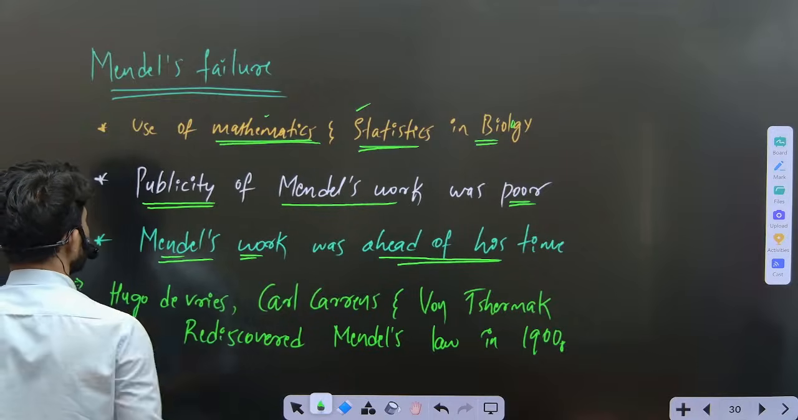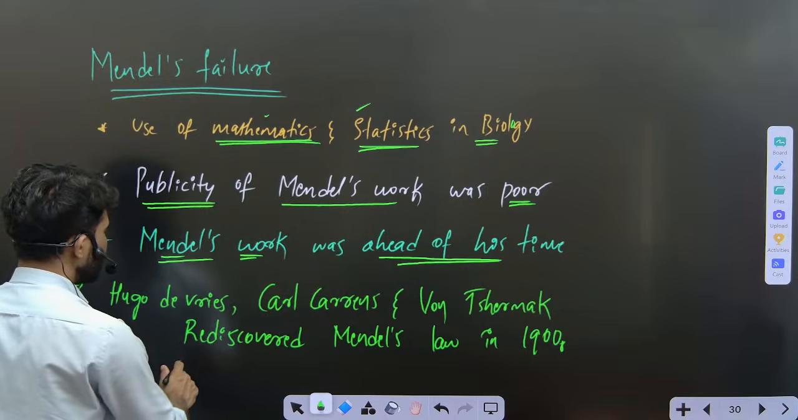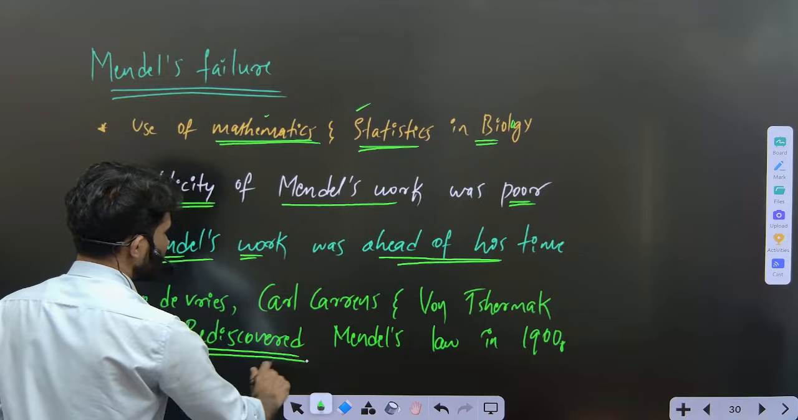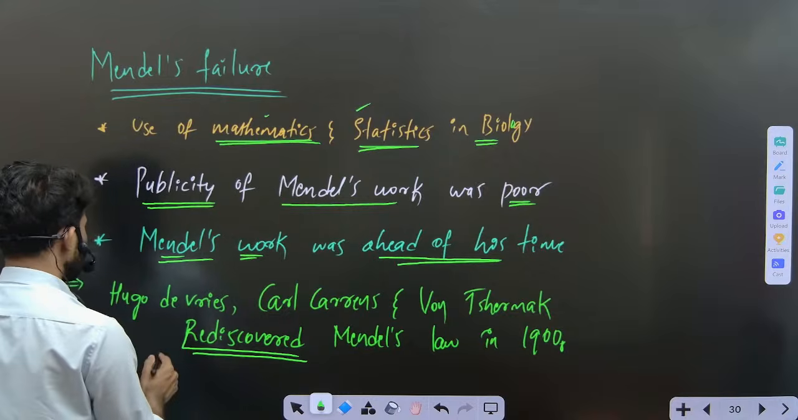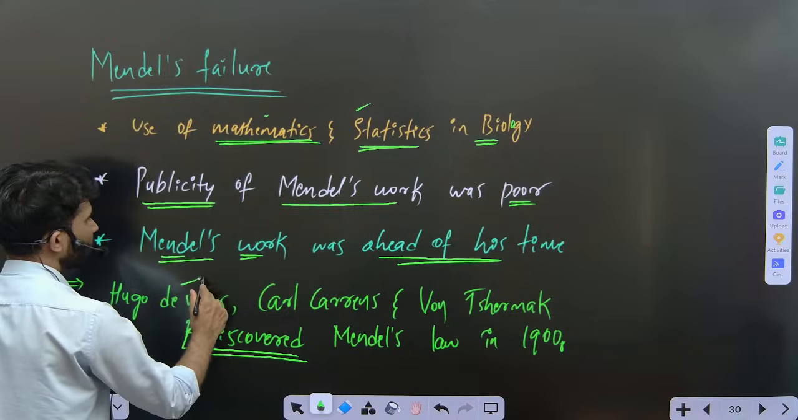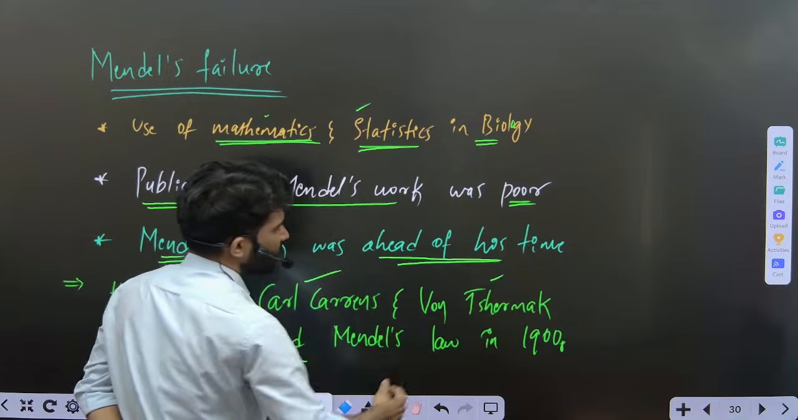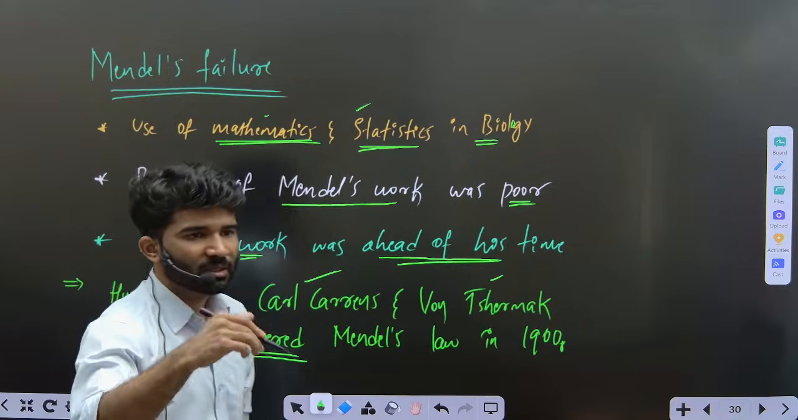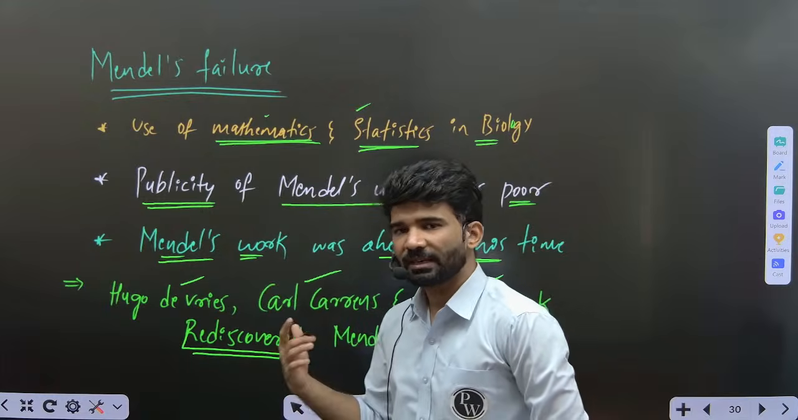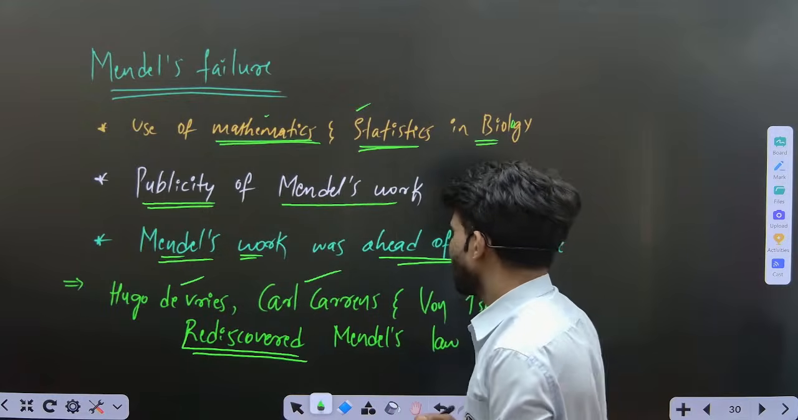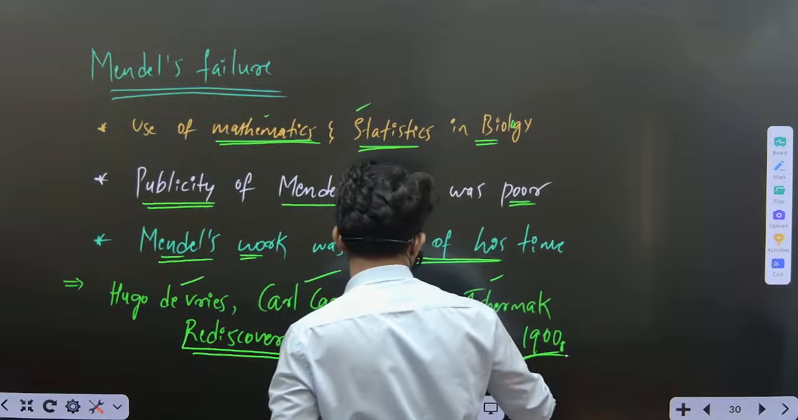Mendel's work was rediscovered by three different scientists: Hugo de Vries, Carl Correns, and von Tschermak were the three scientists. During the 1900s, they rediscovered Mendel's work.